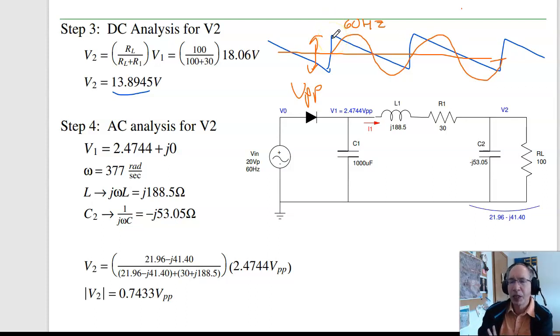That requires Fourier transforms that you cover in 343 signals, and we'll touch on it in this course. But for now, what we're going to do is change the problem, pretend that V1 is just a constant and a sine wave, keep the DC signal right here, keep the same peak-to-peak signal, 2.47 volts peak-to-peak, and the same frequency, 60 hertz, and analyze that. So, for AC analysis, making that approximation, V1 roughly is 2.47 volts peak-to-peak.